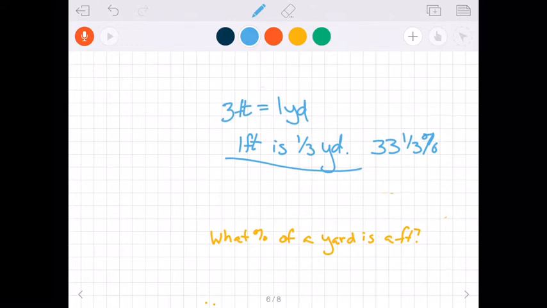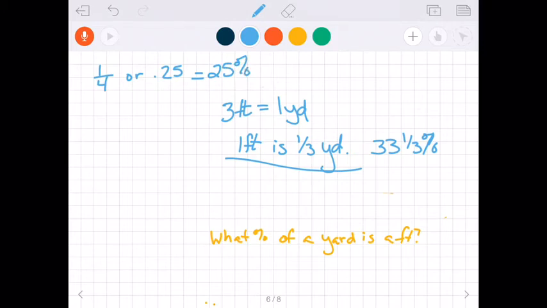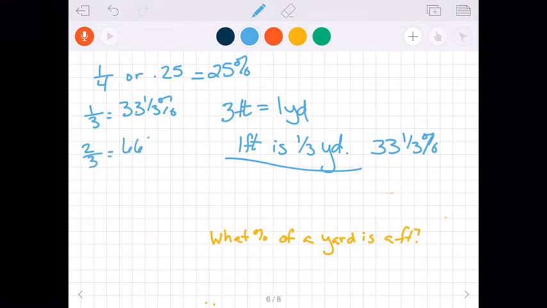Okay, you do need to put these common percentages into your memory bank. Things like 1/4 or 0.25, both equal 25%. You need to know what 1/3 is. You need to know what 2/3 is. Okay, and your time tests should help you with that. Do the rest of the practice problems on your own.